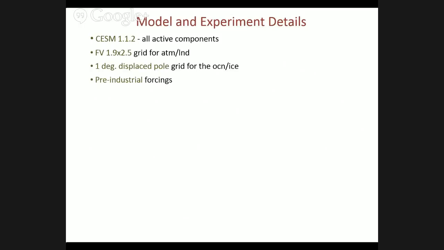Okay, so let's get to the specifics. Here are the model details. I'm using CESM version 1.1.2. It's a fully coupled experiment where all the components are active. For the atmosphere and land model, the grid is finite volume, close to 2 degree, and for ocean and ice it's mostly 1 degree, on a displaced pole grid. The forcings are from pre-industrial time.